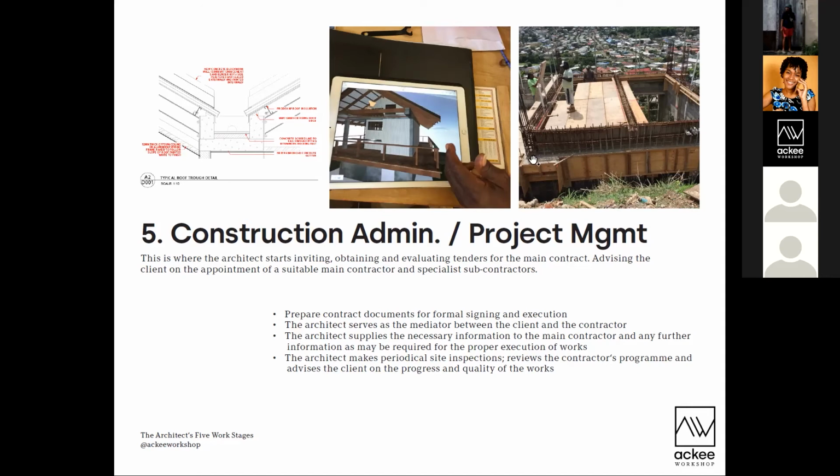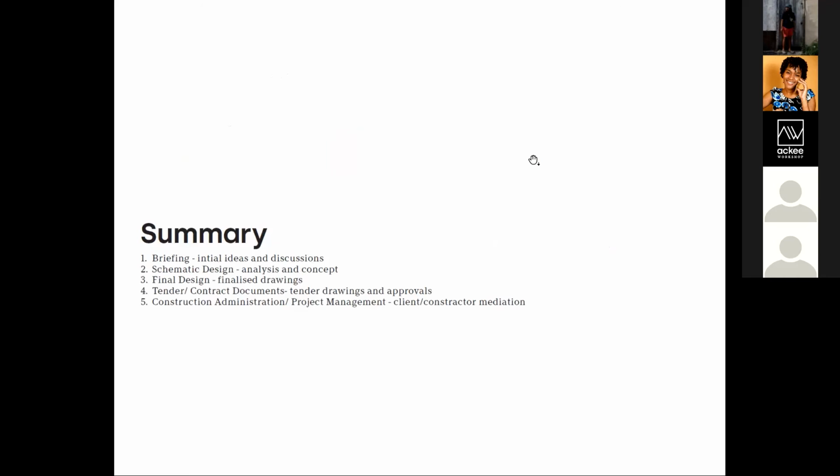So if we just summarize all five stages, the briefing stage is simply the initial talks between the client and the architect, discussion, the vision, the mission, budget, timeline, contracts, stuff like that. Schematic design pretty much talks about analyzing the site and deriving a concept for the project and using that to try to drive the design forward through sketches, meetings, illustrations, etc.